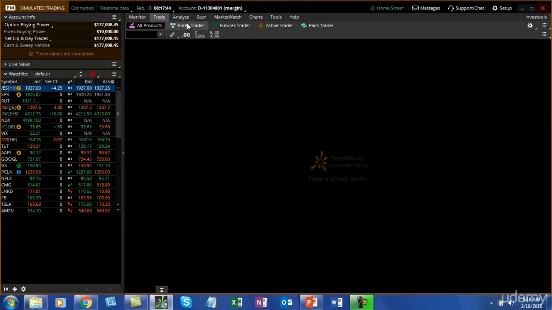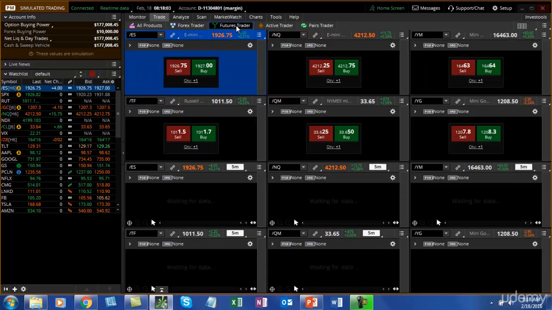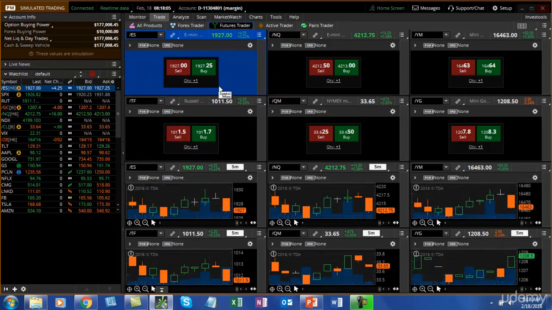If you wanted to trade, you come under the trade tab and you'll be able to trade here. You can trade Forex, for example, put one contract on Forex. They trade in pairs, and so these are all the pairs that are going on here. Then you can do futures. Here you have the ES, the S&P futures. Then you have the Nasdaq. This is the Russell 2000. This is the Dow Jones. So there's all kinds of futures here. You can create your own watch list.